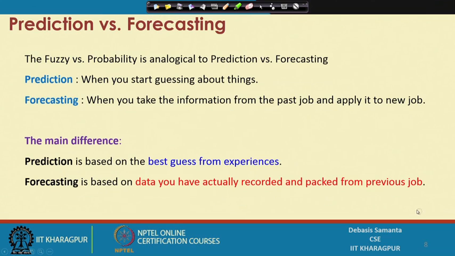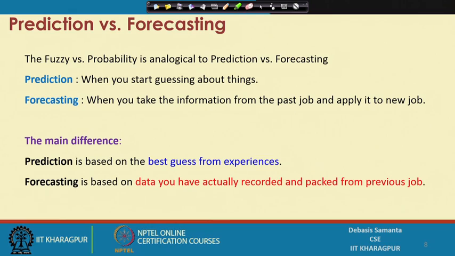Likewise, there is another relation related to fuzzy and probability: prediction versus forecasting. Fuzzy versus probability is in many ways analogous to prediction versus forecasting. We say prediction when we start guessing about something. So, it is a guess; fuzzy means a guessing power. On the other hand, forecasting means we can say something based on previous information or previous experience.